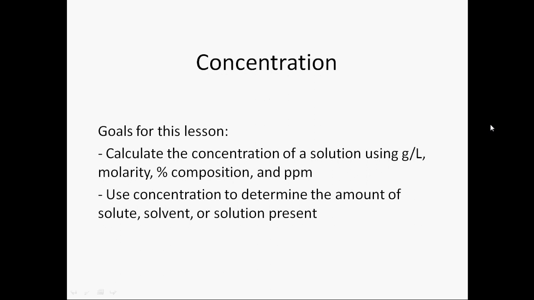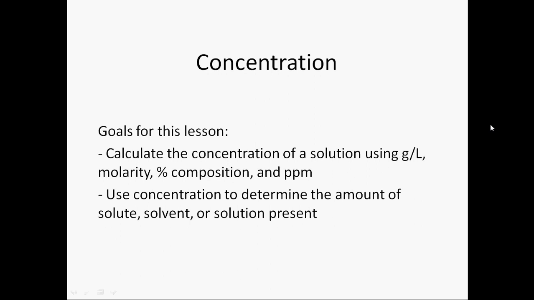So we're going to look at 4 different ways to calculate that concentration. Yes, there will be some math involved, but I'll walk you through it each step of the way. Those 4 different ways that we'll talk about are grams per liter, molarity, percent composition, and parts per million. So those will be 4 different ways that we can represent the concentration of a solution. In addition to being able to calculate the concentration, you should also be able to, by the end of this lesson, use that concentration to determine the amount of solute or solvent or solution present in a given sample.